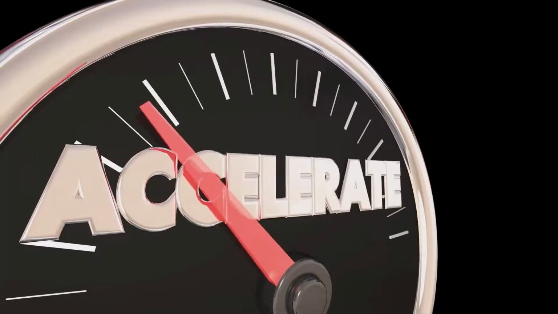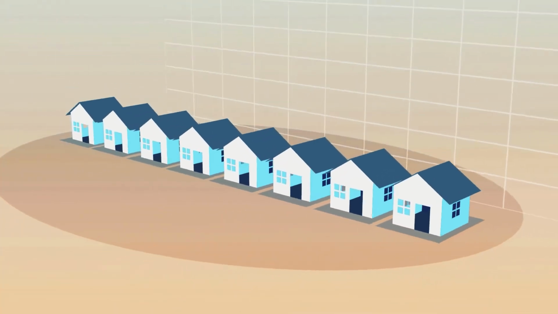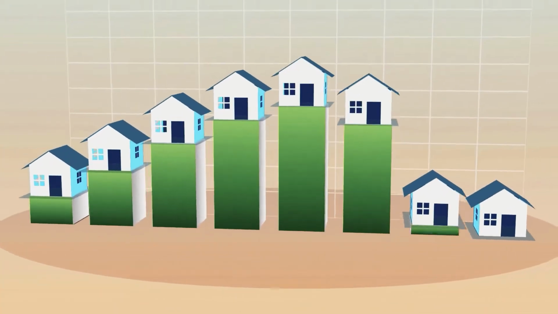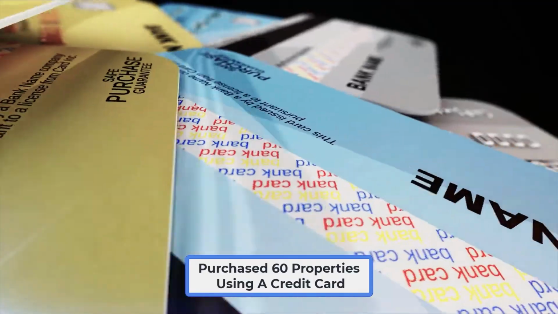Now, many of my student investors use this strategy to resell tax defaulted properties. Why do they use this method? It accelerates the sale of the property, number one, and it opens up a whole new market, number two. One example is a student I have who purchased 60 properties using a credit card, and then he used this strategy to sell all of those properties.